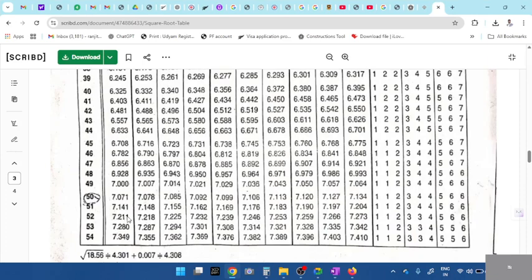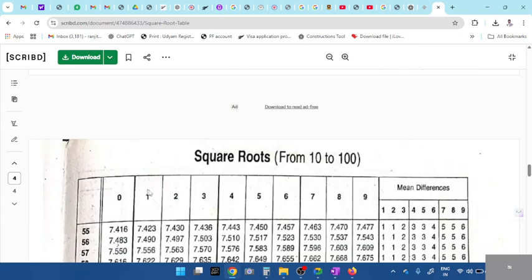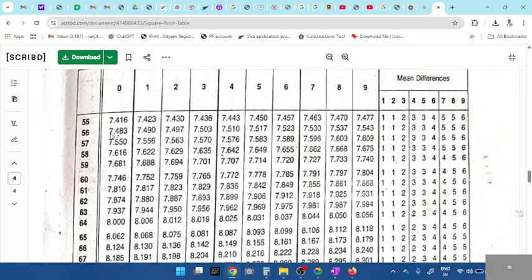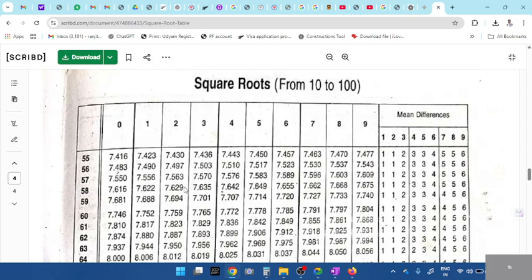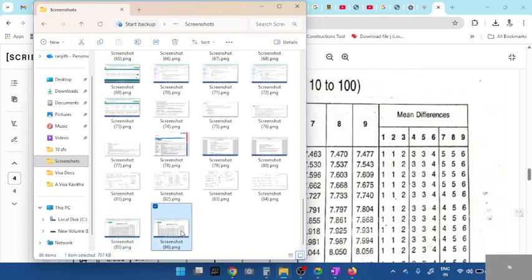Look, students, 54. We have up to 54. After that, 10 to 100. Can you see all the values on the left hand side? 55, 56, 57. Can you respond? Okay, all these values are given. Now let me use this, only this part.